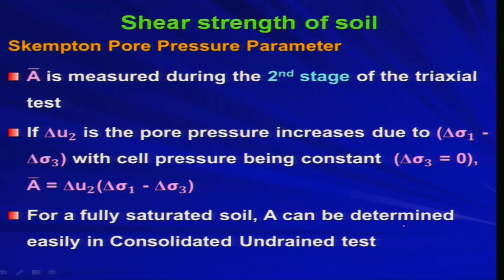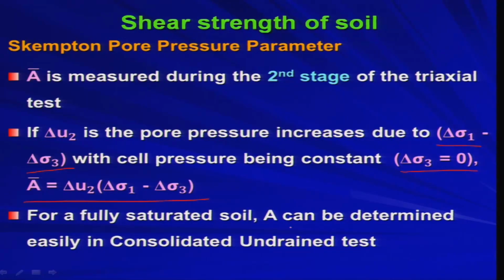Now, A bar is measured during the second stage of the triaxial test, in the unconsolidated undrained test you are performing. Second stage means when you are applying the deviator stress. So, if delta U2 is the pore water pressure increase due to delta sigma 1 minus delta sigma 3, that is the deviator stress, with cell pressure being constant, that means delta sigma 3 is 0, then A bar is given by this. Agreed.